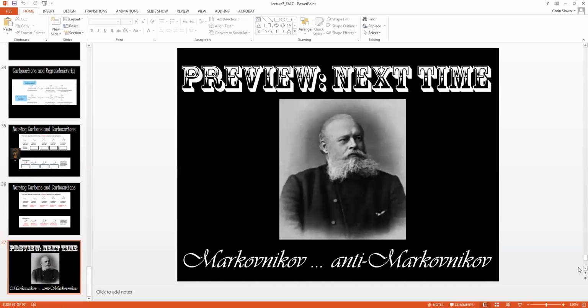Next time, we're going to take a look at anti-Markovnikov. And just so that you can see the face behind the name, this is the gentleman Markovnikov, who was a Russian chemist who was responsible for this understanding that we now have of why carbons that are substituted are better for carbocations than carbons that are less substituted.